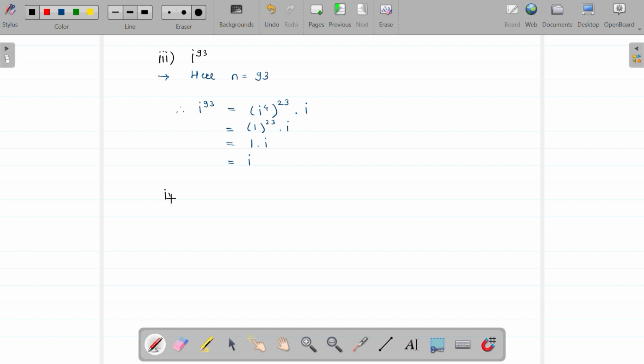Fourth one, i¹¹⁶. Here n is equal to 116. Therefore i¹¹⁶ is equal to i⁴ into 29. i⁴ is 1, 1 raised to 29. Answer is 1.